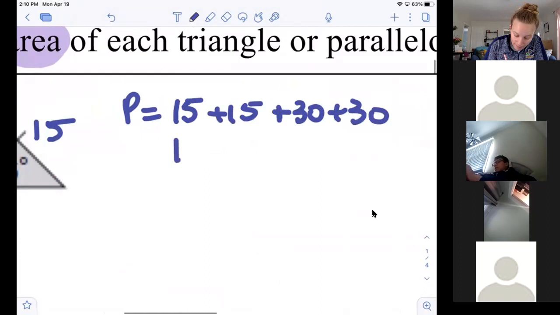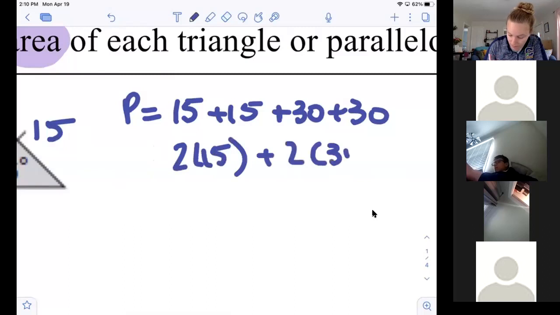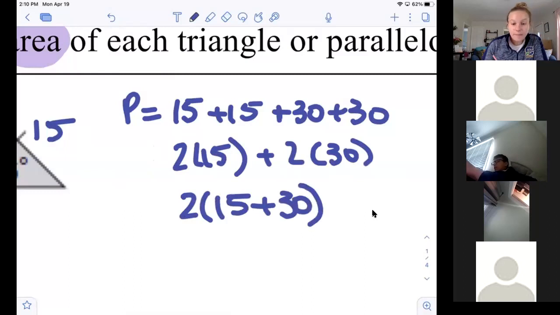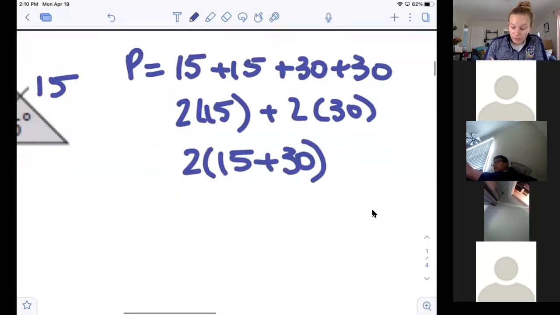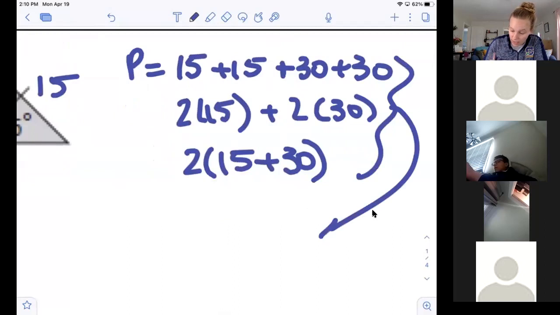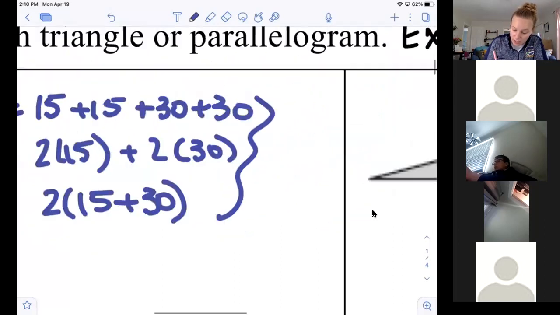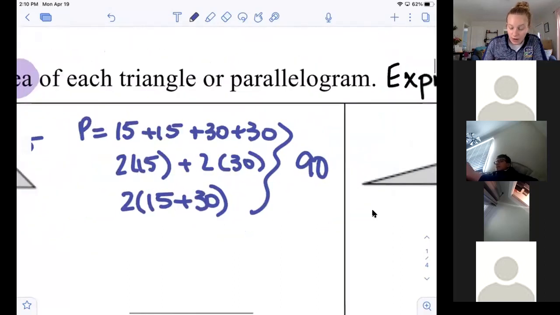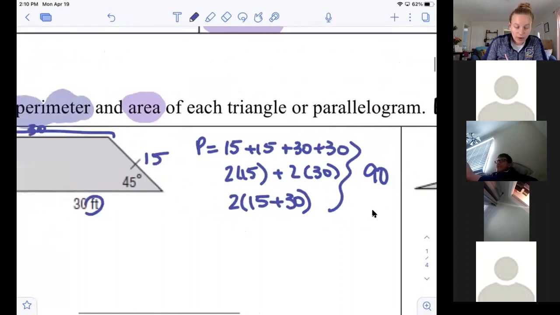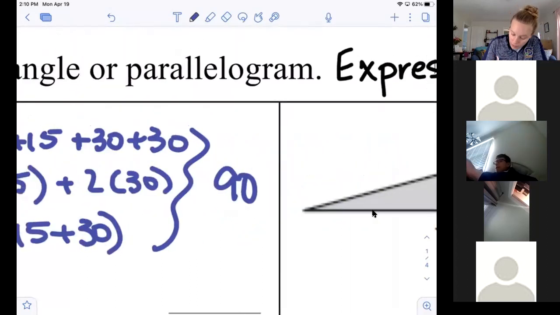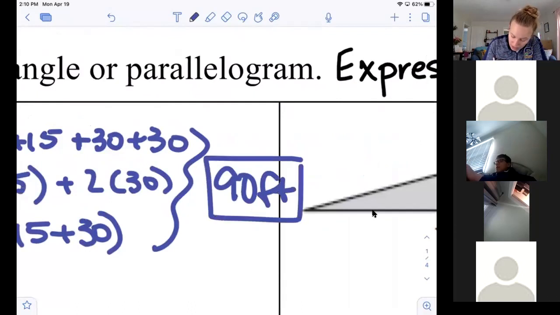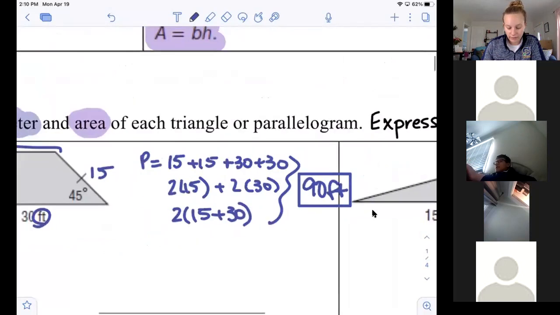We could do 2 times 15 and then 2 times 30 and add those together. Or we could do 2 times 15 plus 30. Either way, whatever way you want to do it, these are all going to give us the same thing, and it's going to give us 90. I really need you to be careful of units here, so it's going to be 90 feet. Perimeter is just normal units, nothing squared, nothing cubed, just normal units to the first power, 90 feet.